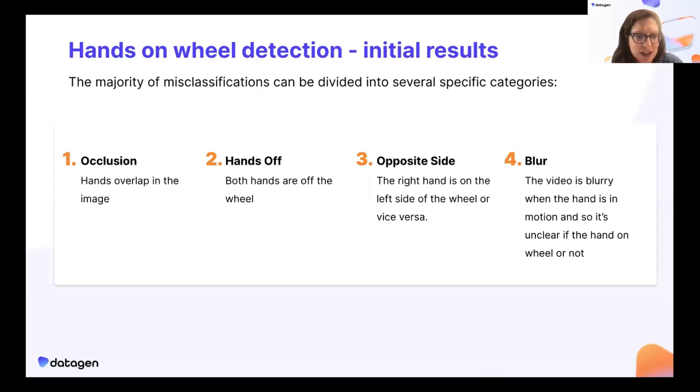And then after the initial analysis, this is what we found. We found that the majority of misclassifications can be divided into several specific categories. So when hands overlap on the wheel, or where both hands were off the wheel, obviously. And the scenarios that we didn't think about were where the right hand is on the left side of the wheel. So you have one hand on the wheel, but it's not on the side that you would expect. And we saw various noises in the video itself. All of these were distractors for the model.